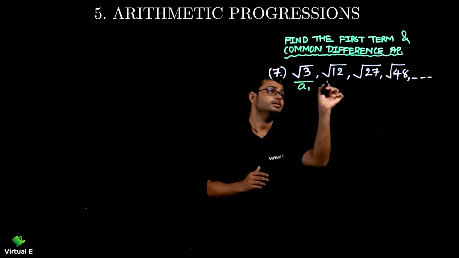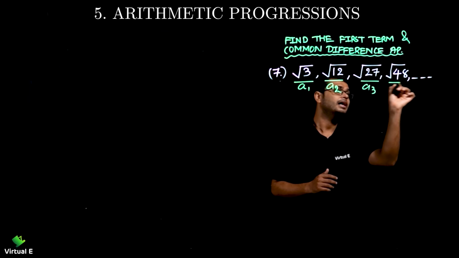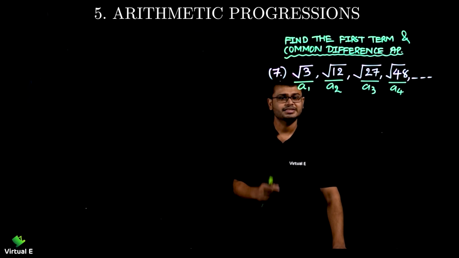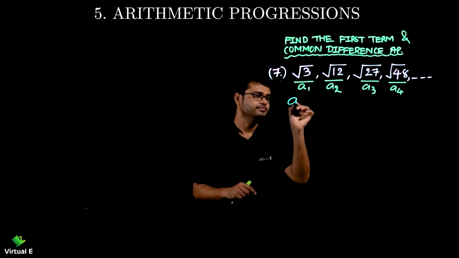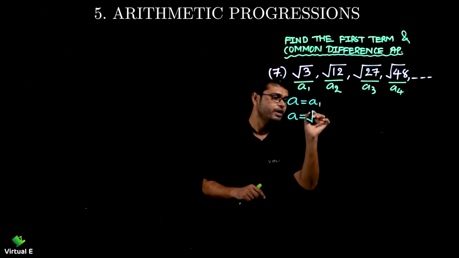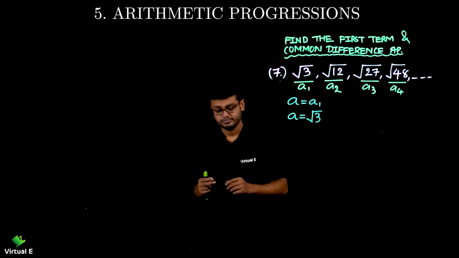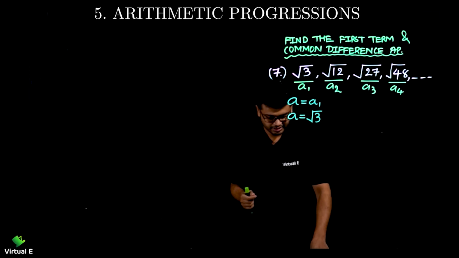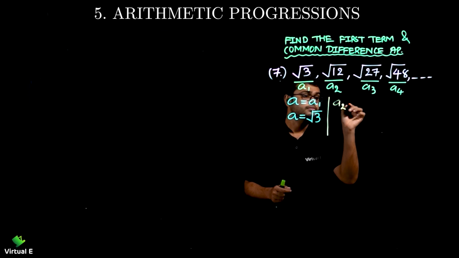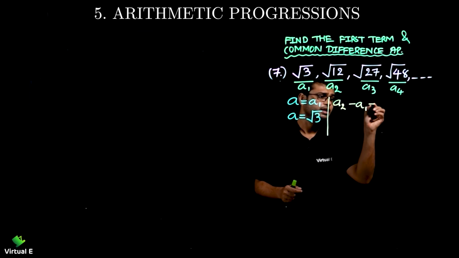This is A1, then A2, then A3 and A4. Simple, done, very easy. Let's get the A first of all. Easiest step. A is equal to A1, so A is equal to square root of 3. Done, very simple. Now for the D. How to do with the D? So let's follow the method first of all. We know that A2 minus A1 will be the value of D.